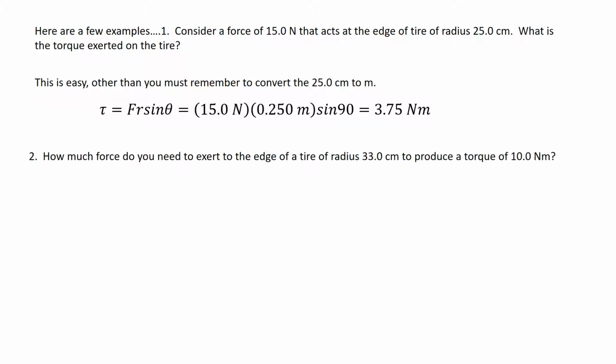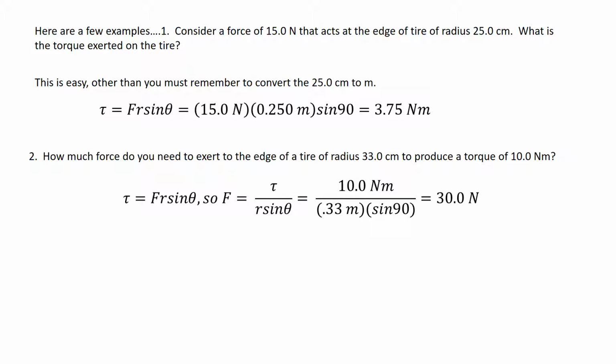Not too bad. How much force do I need to exert at the edge of a tire of radius 33 centimeters to produce a torque of 10 newton meters? Well, this just rearranges the equation around. Use the same equation, but now solve for force. So I would have 10 newton meters divided by 0.33 meters. That's the R. My angle is still 90 degrees, so the sine of 90 is still 1. When I do this math, I come out with a force of 30.0 newtons.